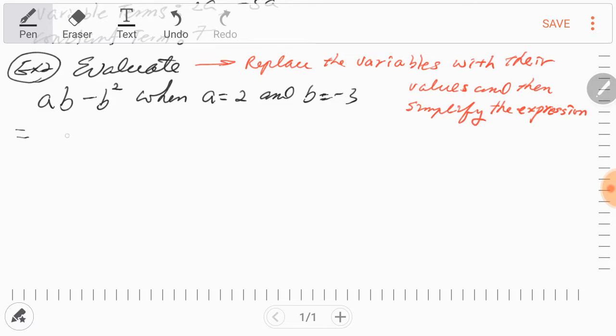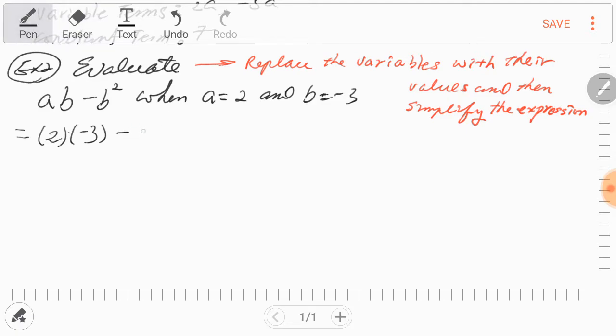So what we do is just replace a and b with their values. a is 2, so we write 2 and then put parentheses. ab means a times b, and b is negative 3. So put negative 3, but make sure you put the parentheses as well, so that we know there are 2 numbers multiplied. If you don't put parentheses, it looks like a subtraction. Actually we are multiplying 2 numbers, so protect these numbers with parentheses. Then minus b squared.